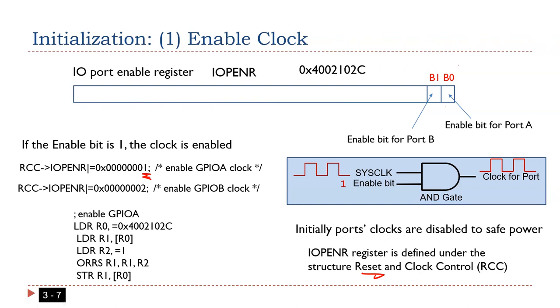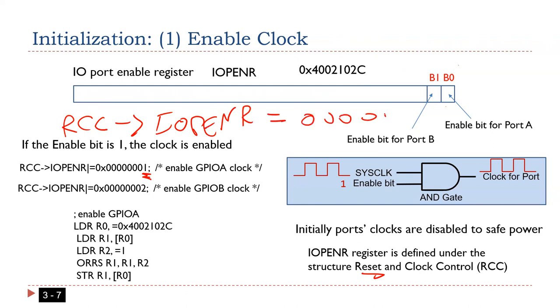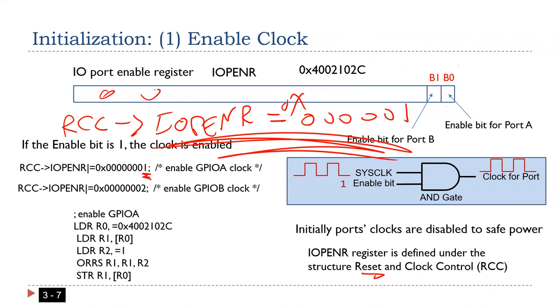You can see here, if it is one, and this is a very serious thing. Someone can tell me, I can just write one instead of using OR, okay? This may be very dangerous. Why is it very dangerous? Please listen to me, that's an important thing. If I say RCC IOBENR equal 00001, this is very dangerous. Why? Because you are going to change the other bits here. And maybe these bits are used for some initialization of the system. You get what I'm saying? So this is very dangerous.